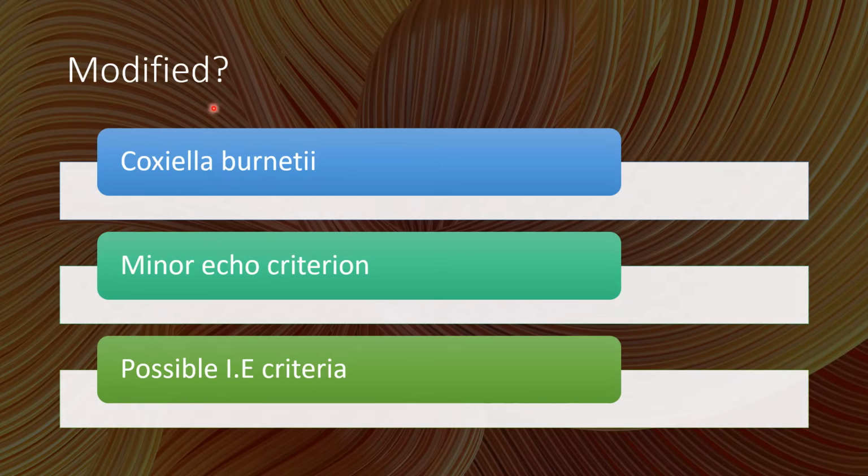The topic today is modified Duke criteria. Then the question is, modified? Has Duke criteria been modified? The answer is yes. And what is new and what has been taken away?